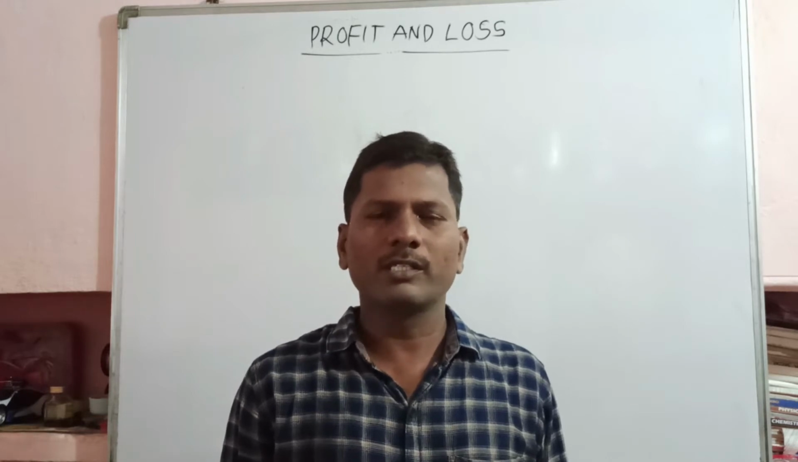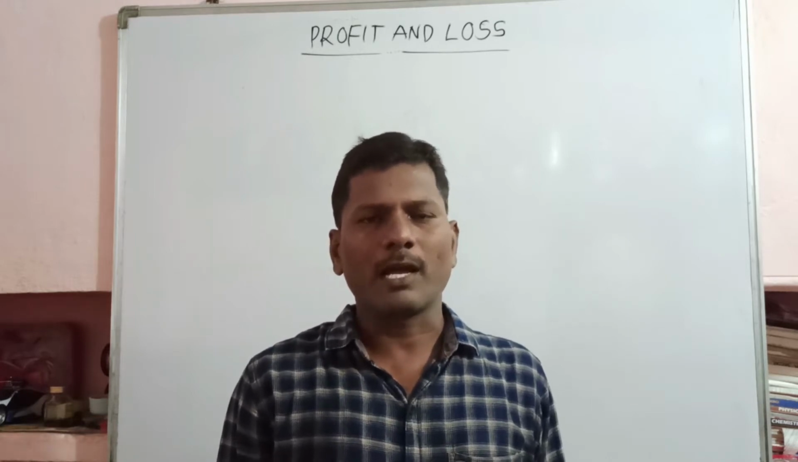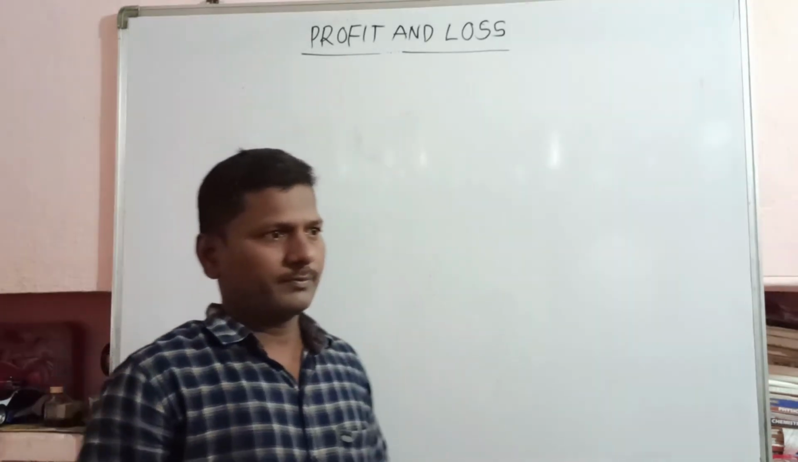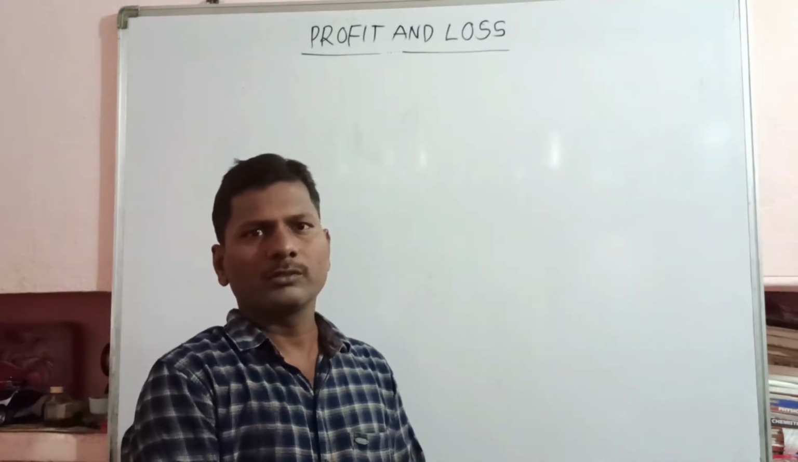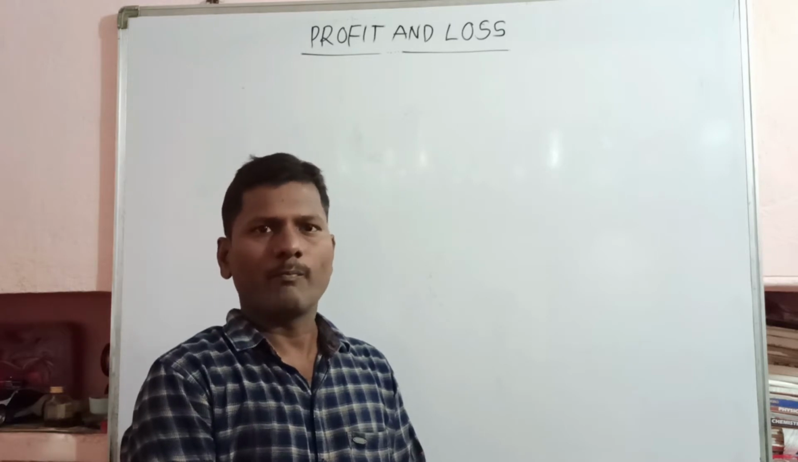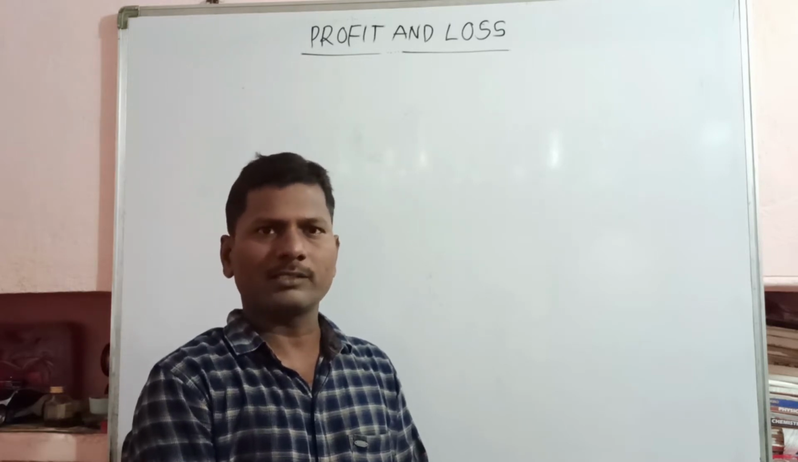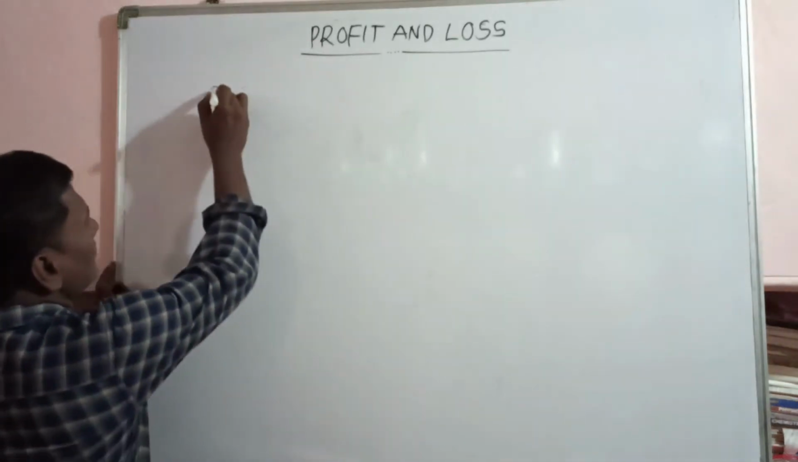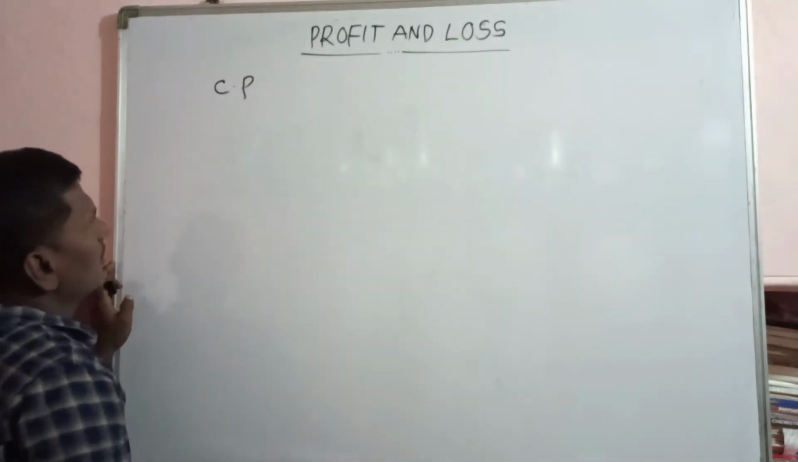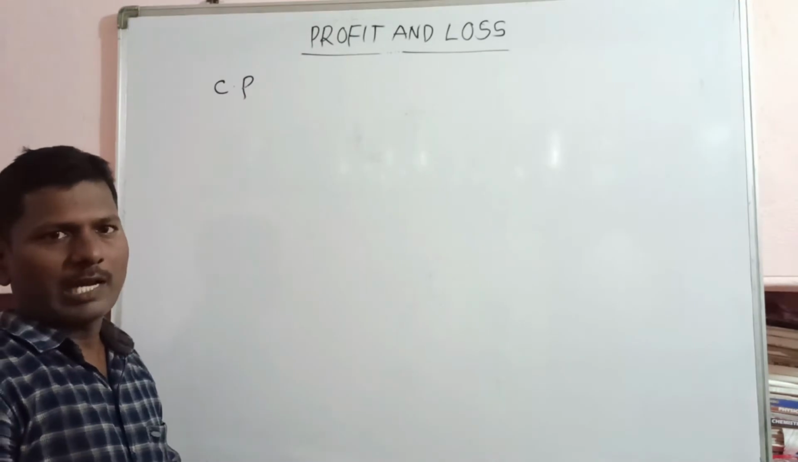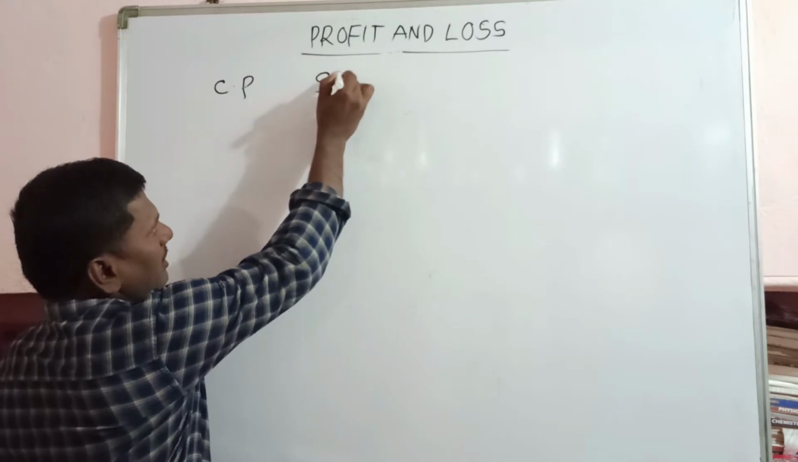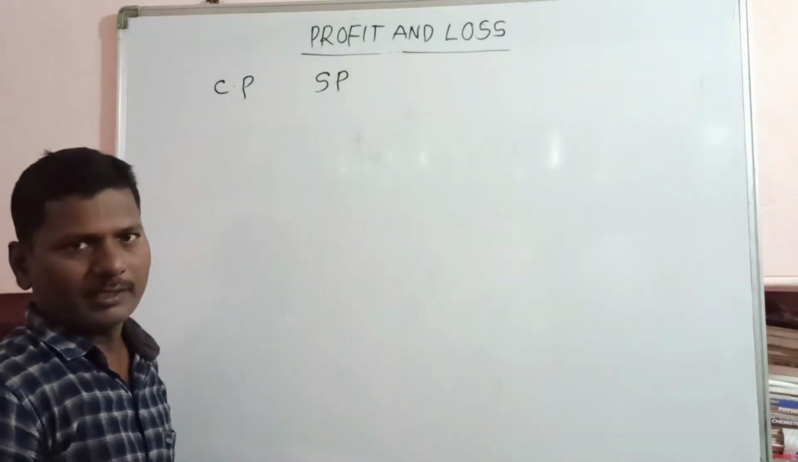Today I am going to discuss the topic profit and loss with you. The rate at which an article is bought is called cost price, that is denoted by CP. The rate at which an article is sold is called selling price and is denoted by SP.